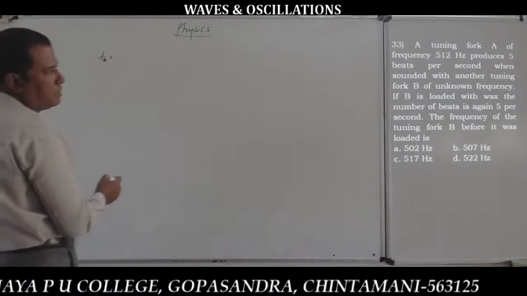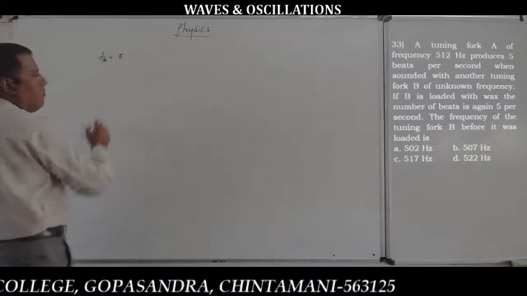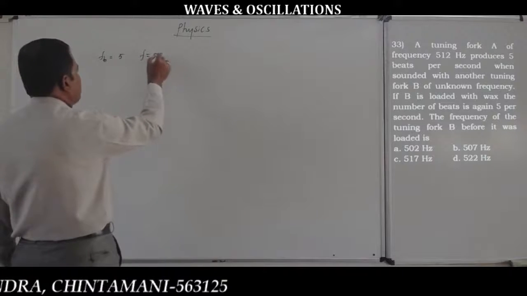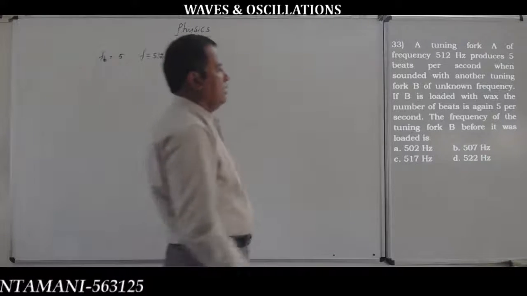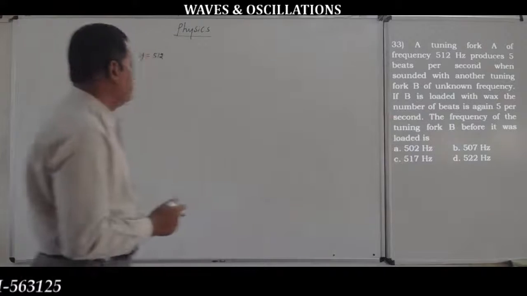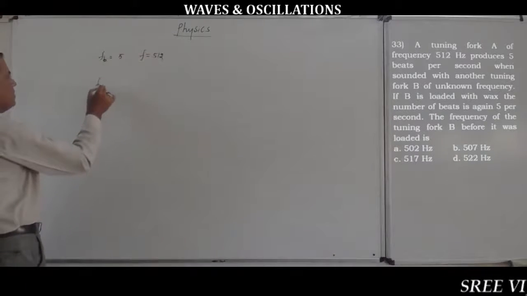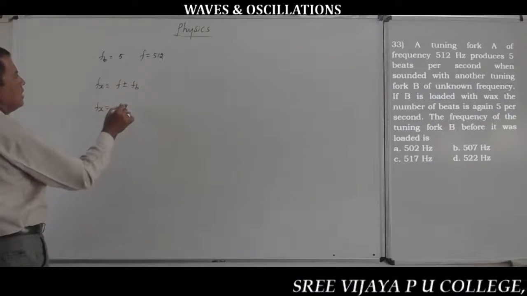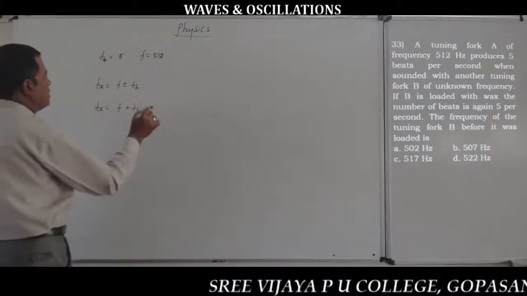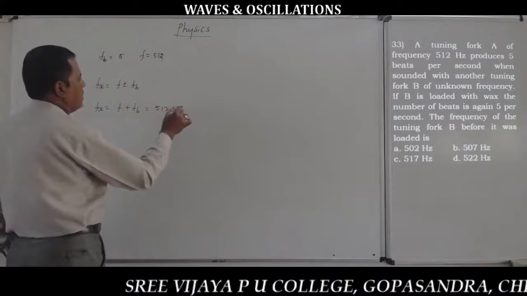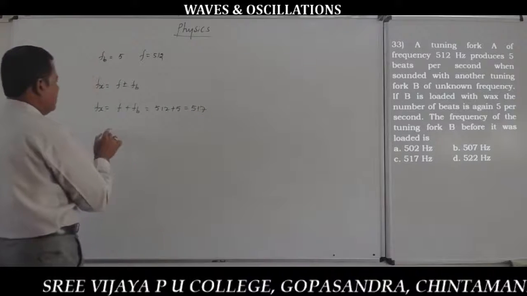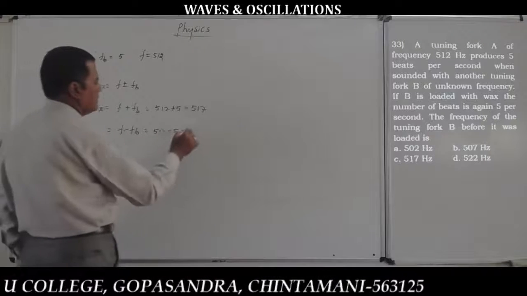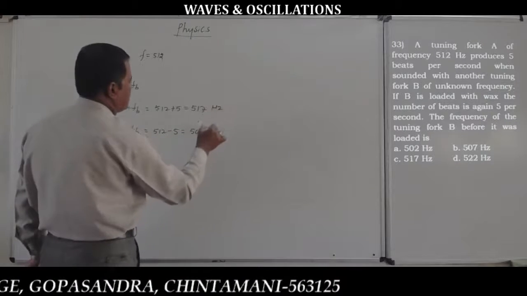So the beat frequency is given as 5, and a tuning fork A of known frequency F is given as 512, with another tuning fork B of unknown frequency. Now Fx is given by F plus or minus Fb. Fx equals F plus Fb, that's 512 plus 5, you get 517. The other is F minus Fb, 512 minus 5, you get 507 Hz.